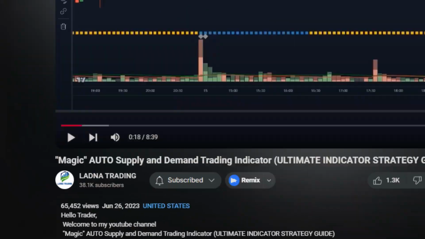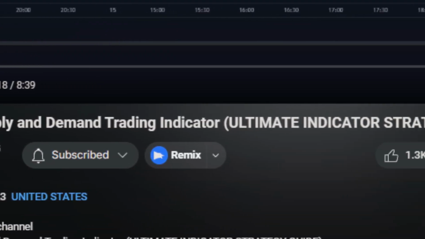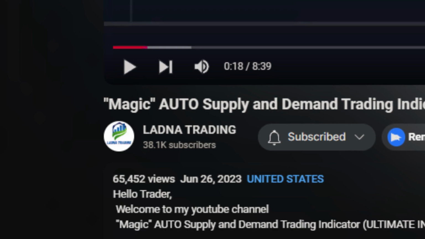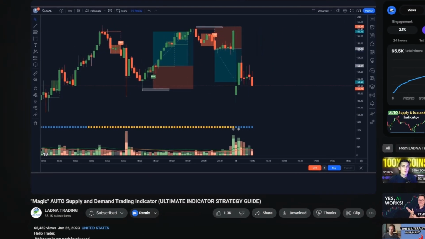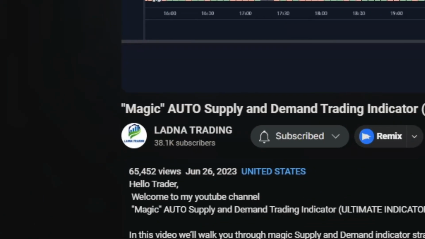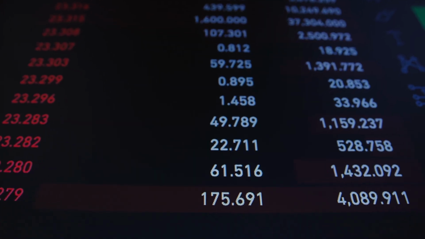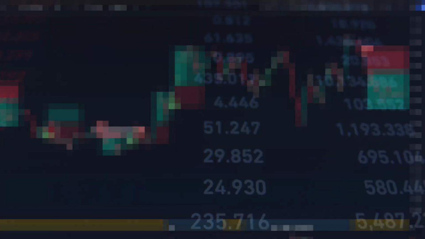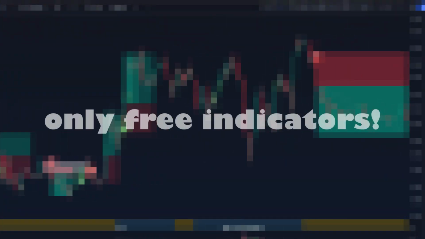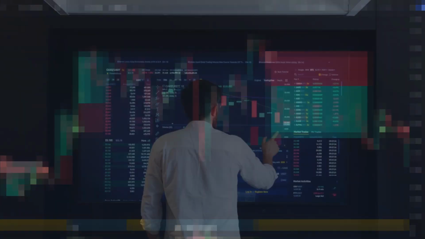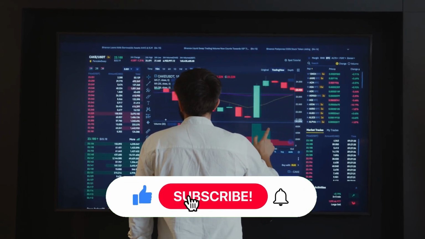Today, I will backtest the magic auto supply and demand day trading strategy developed by Ladna Trading. I'll show you how the original strategy performs more than a year after it was made, and will make improvements using modern indicators and tweaks to make it fit the current market while keeping the core principle. This strategy uses only free TradingView indicators, so you can test it yourself right after watching this video.